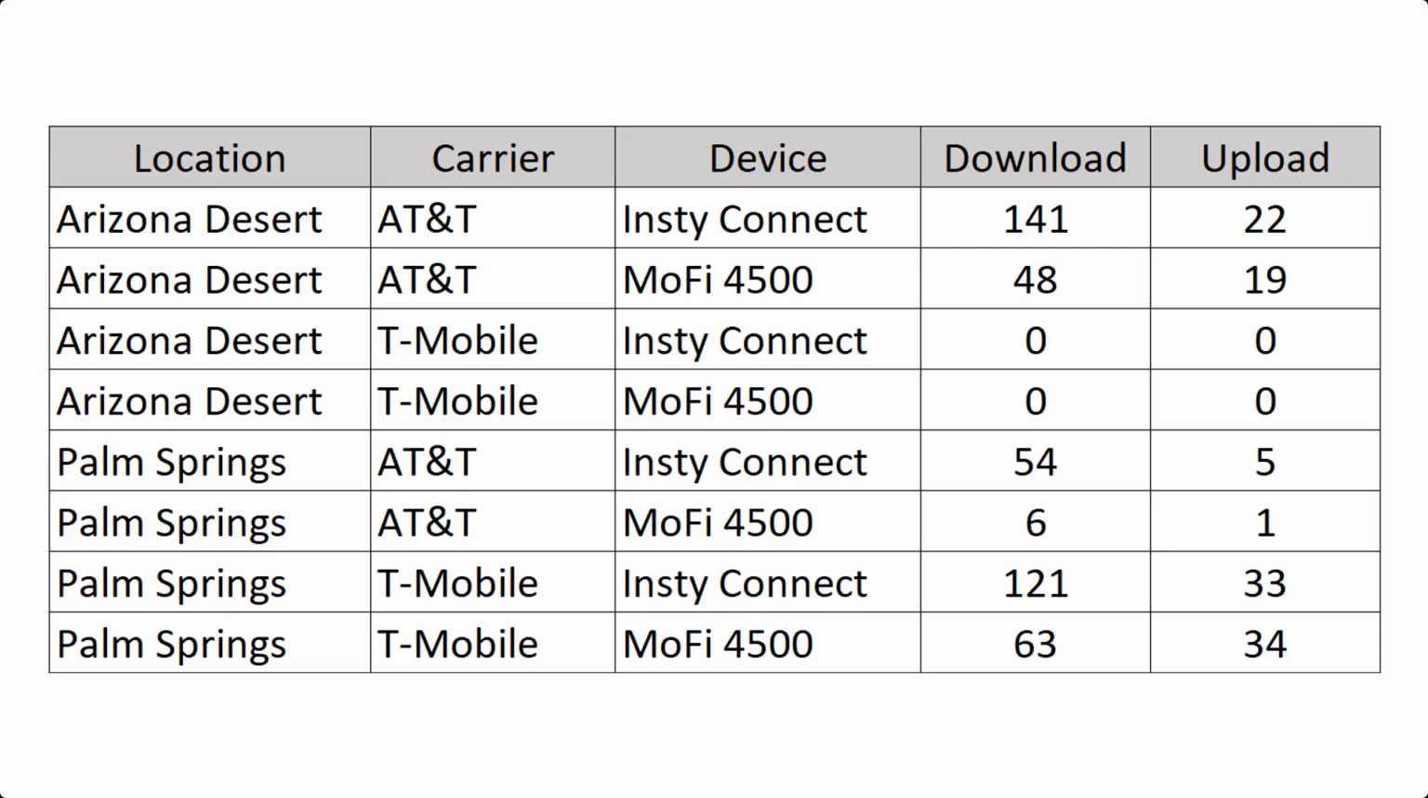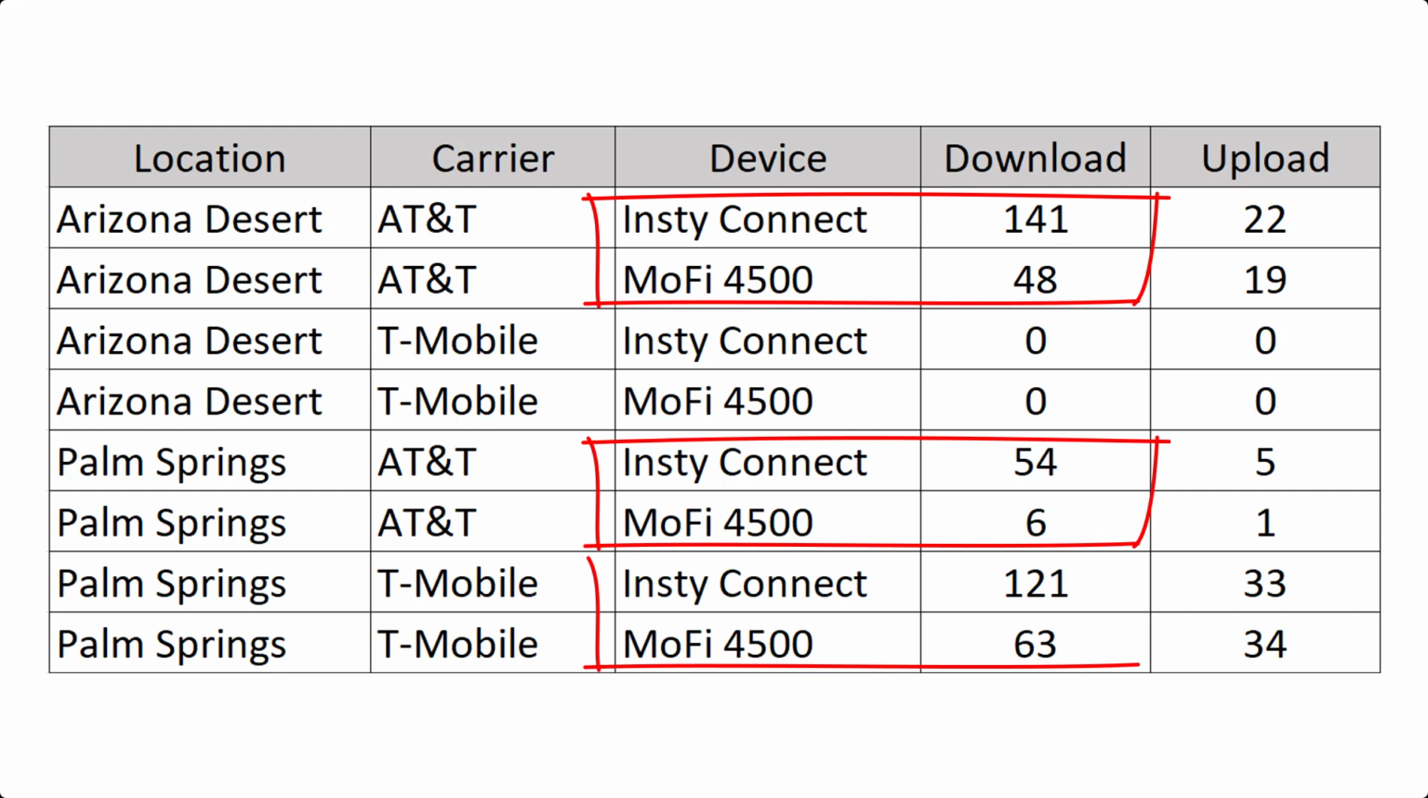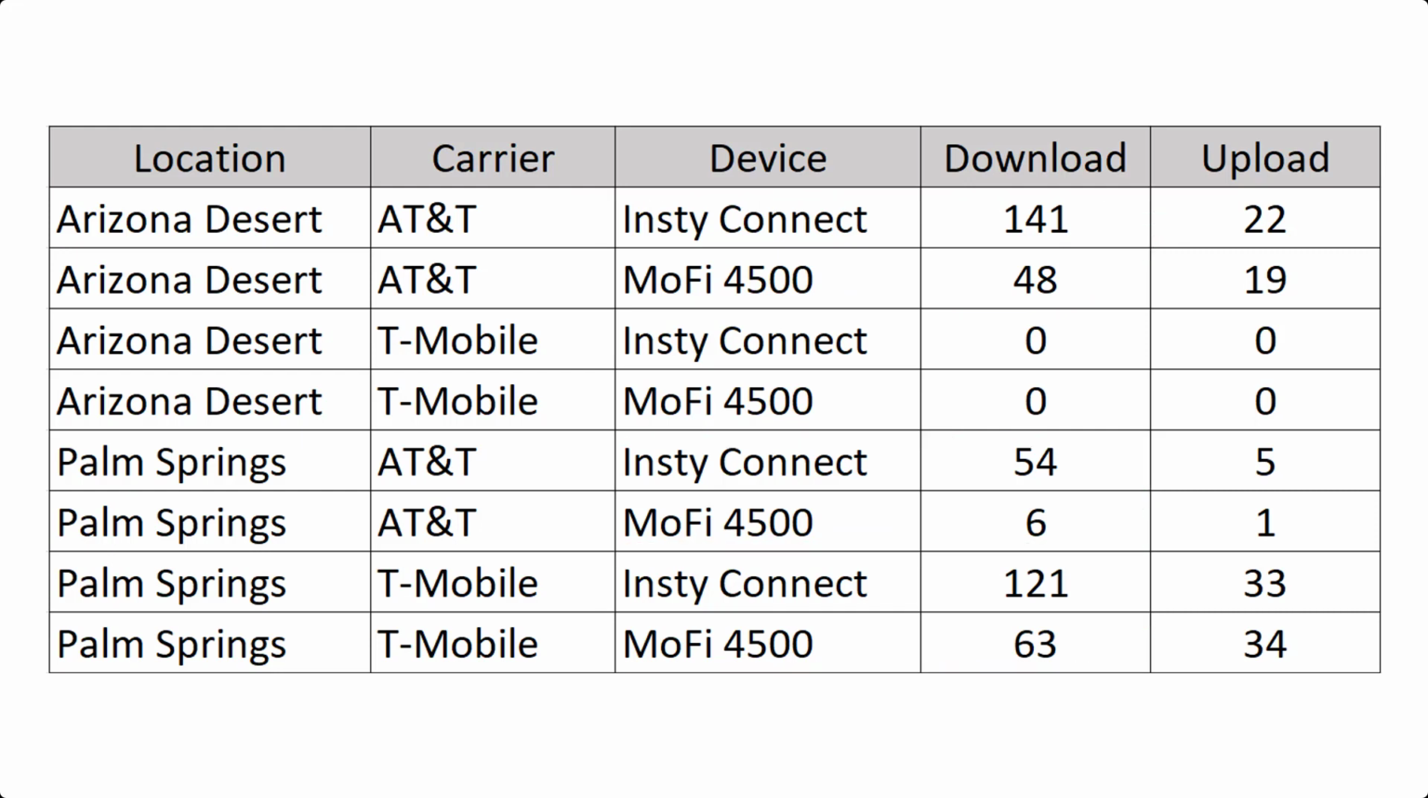When you compare all the results from both locations, you can see that the Insty Connect consistently performed better than the MoFi 4500, often with double or triple the download speed. However, I want to emphasize that this improved performance was most often the result of carrier aggregation, and without it, the Insty Connect only slightly edged out the MoFi when locked to the same single band. That tells me you are generally going to get similar results when you have a good signal to a tower and only use one band regardless of the hardware.